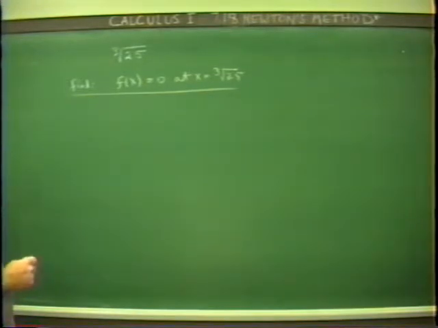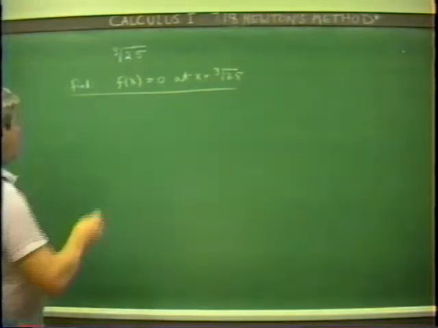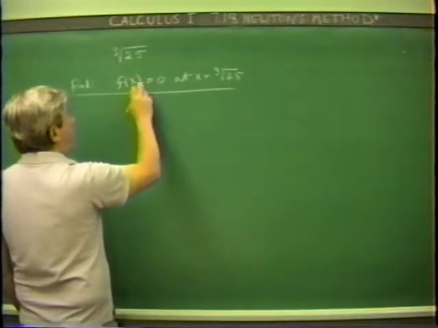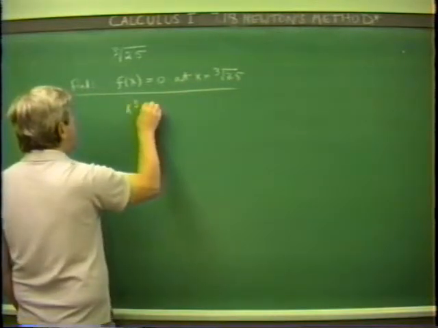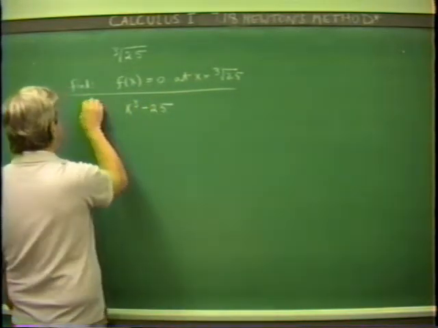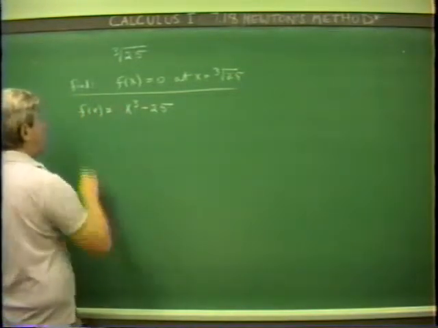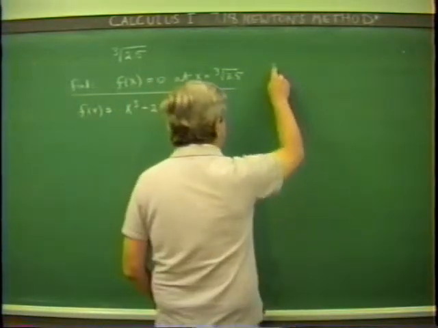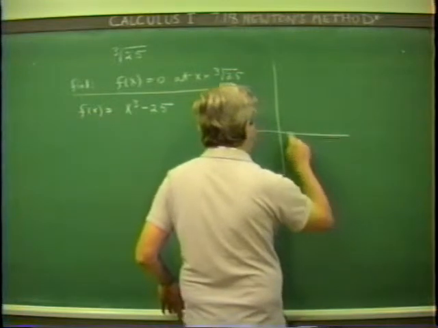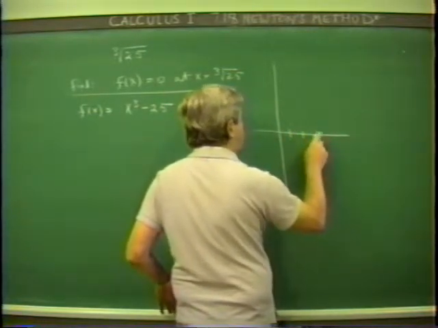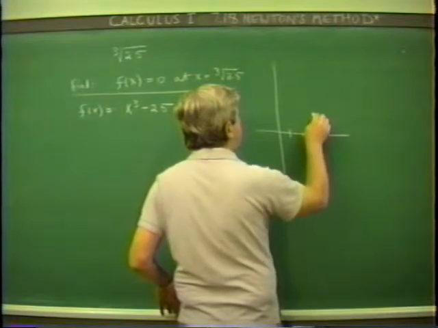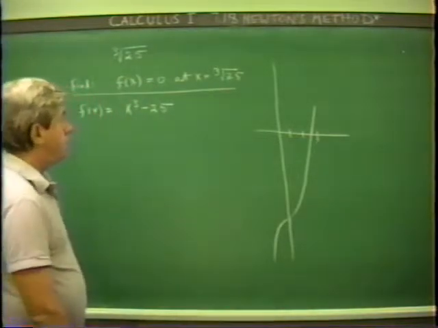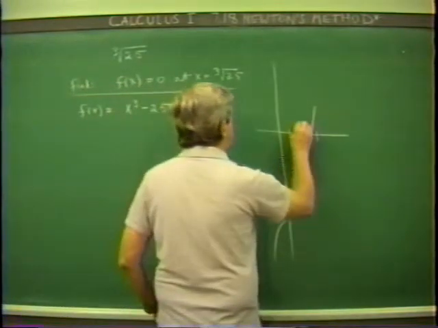Well, I want to find this. This is a considerable difference between this and using differentials. So a simple example of a function which is going to be 0 at the cube root of 25 is x cubed minus 25. Right? So that f of x is equal to x cubed minus 25, and it will be 0 at the cube root of 25. Now let's take a look here at the function.